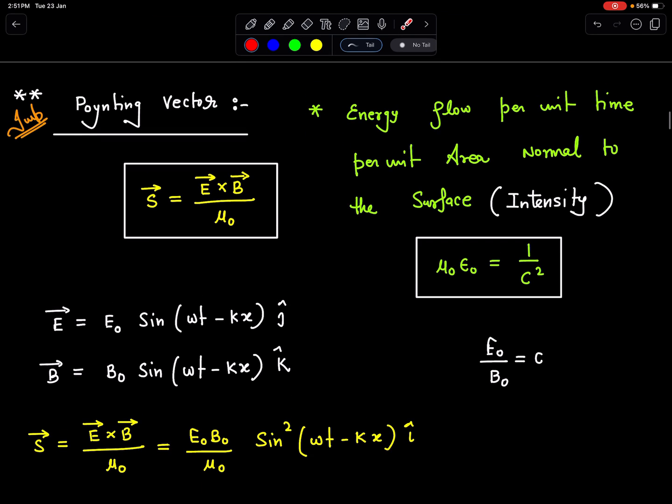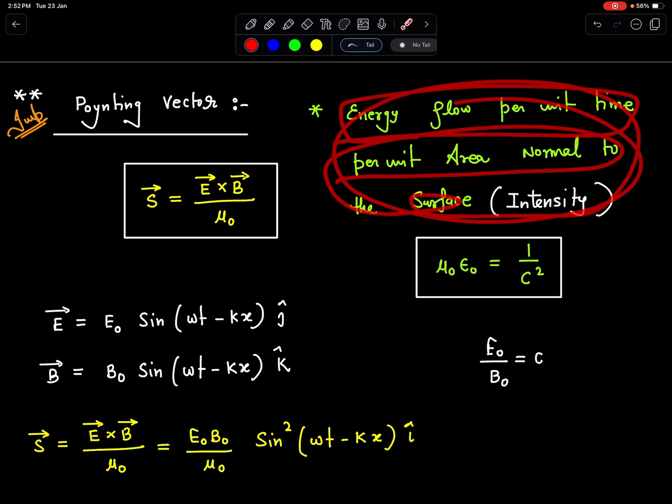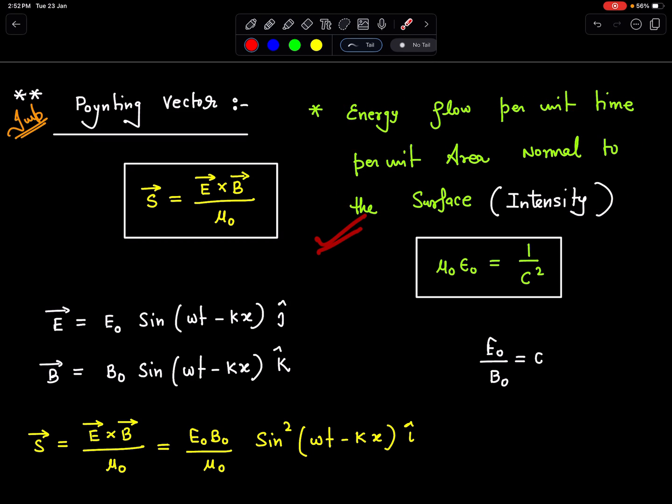So the Poynting vector is basically related to energy flow, or you can say in short it is intensity. So it is energy flow per unit time per unit area normal to the surface. This definition we have used for intensity, and this Poynting vector is given by vector S is equal to E cross B by mu naught. And here we have already seen, mu naught epsilon naught is equal to 1 by c square.